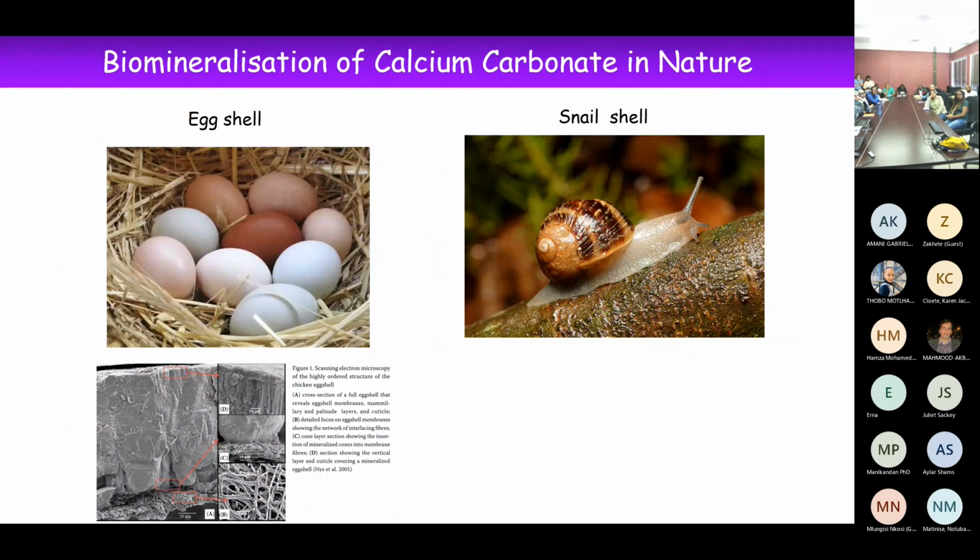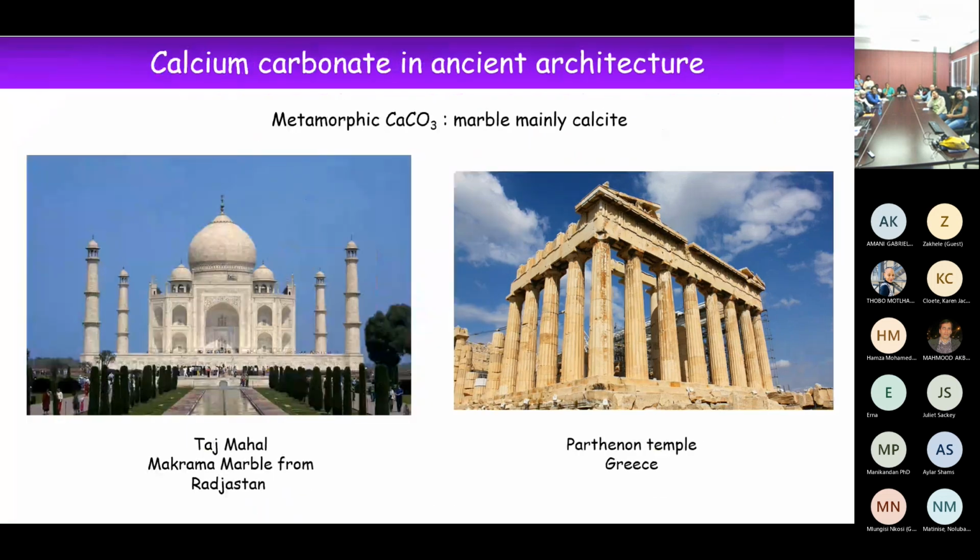Another place where you can find calcium carbonate every day: if you eat eggs in the morning, the shell of the egg is made of calcium carbonate, and the snail shell is also made of calcium carbonate. And in architecture, just to give you a few examples, for the Indian people in this room, the Taj Mahal is made of calcium carbonate.